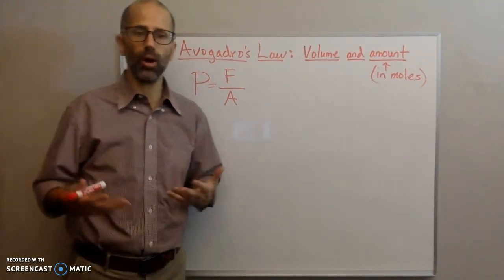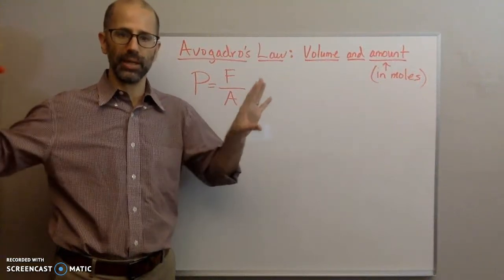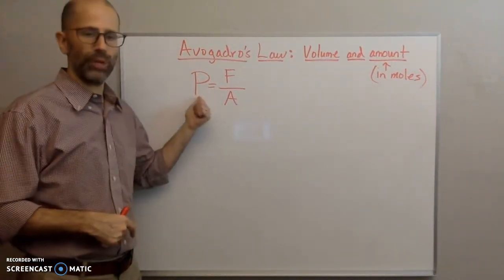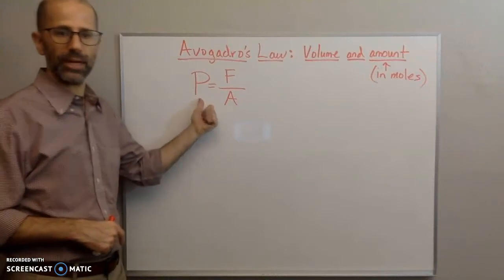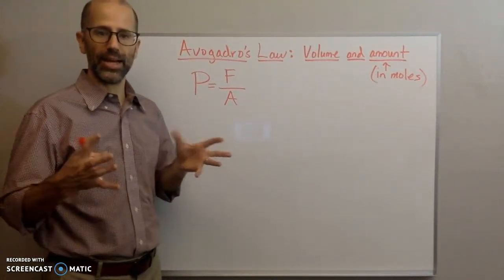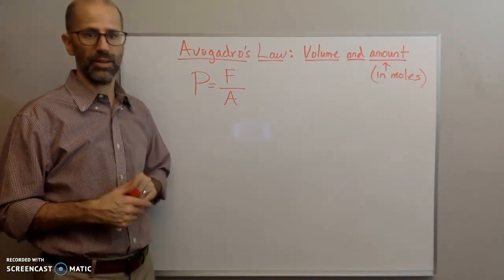Because I have more particles in there, at any one moment I'm going to have more particles pushing up against the sides of the container. And if that's the case, then the pressure is going to increase, right? Now think about it in terms of a container that can change its volume, like a balloon, for example, right?